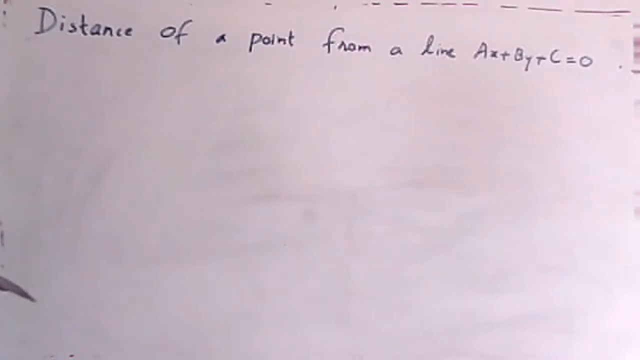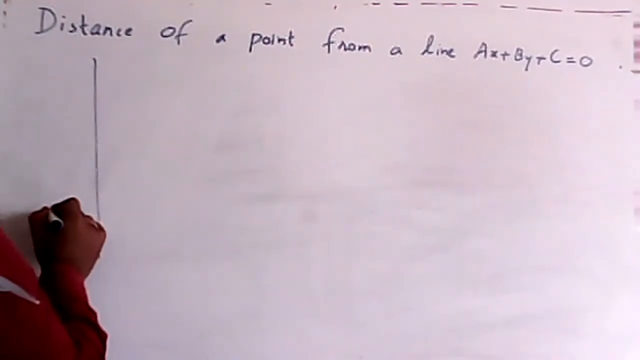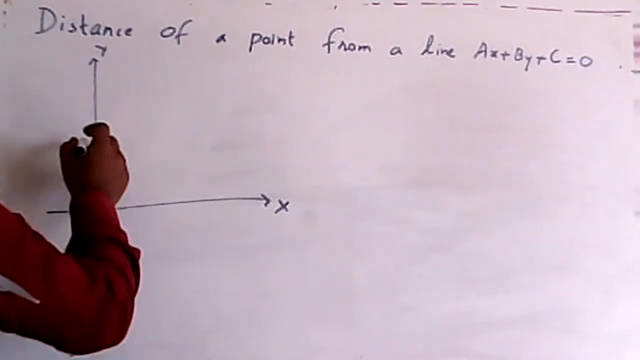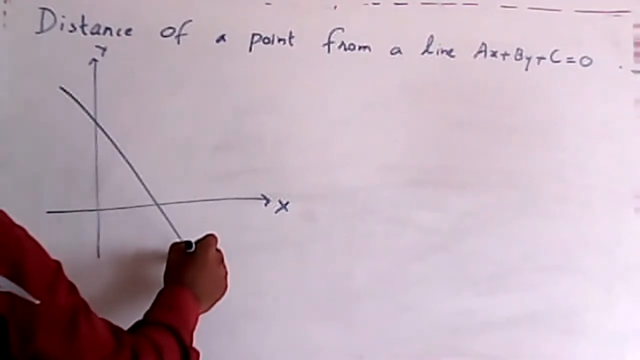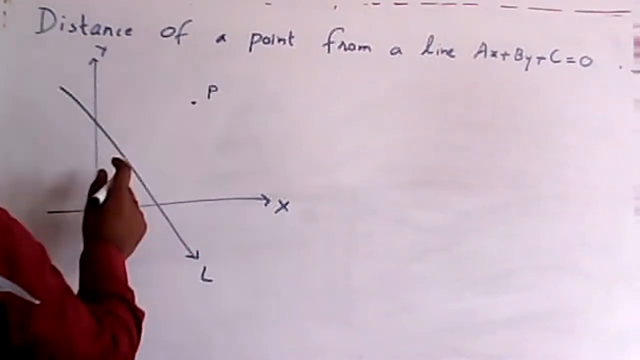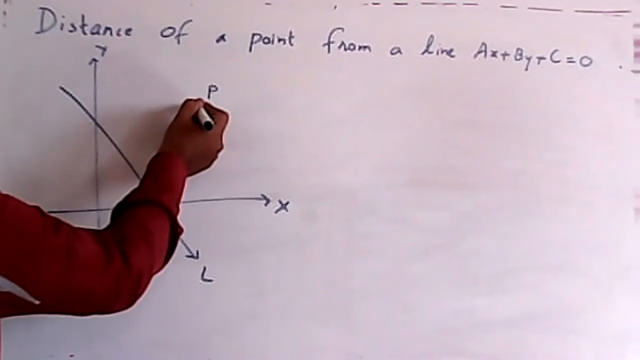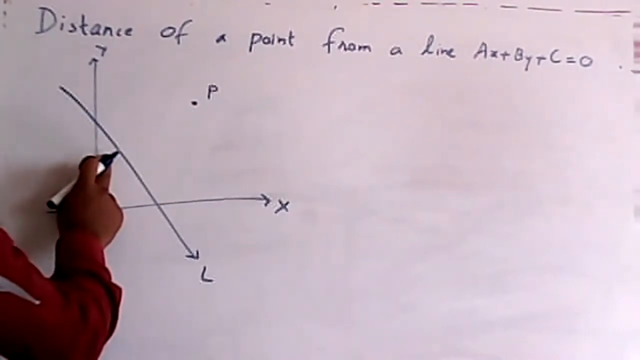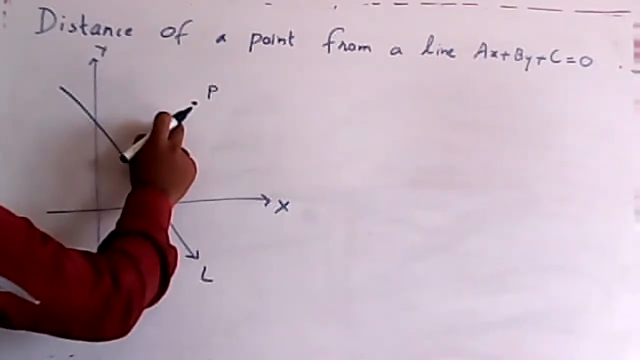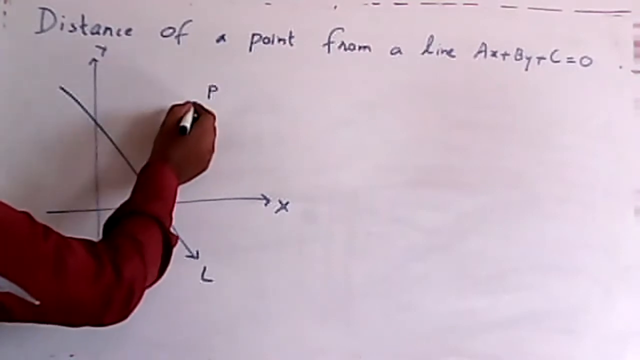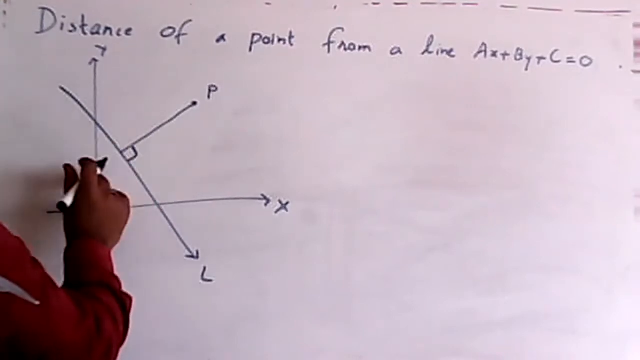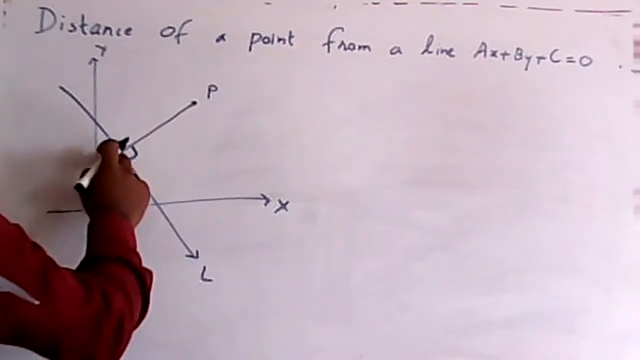Let me take a reference of the x-axis and y-axis. Let us consider there is a line like this, and there is a point here, say point P. I want to find how far this point P is from this line. To measure it exactly, I have to draw a height, and that is the exact measurement of how far the point P is from the line.